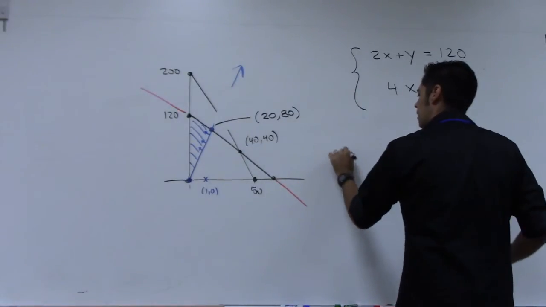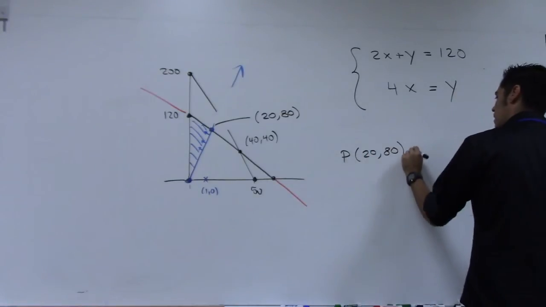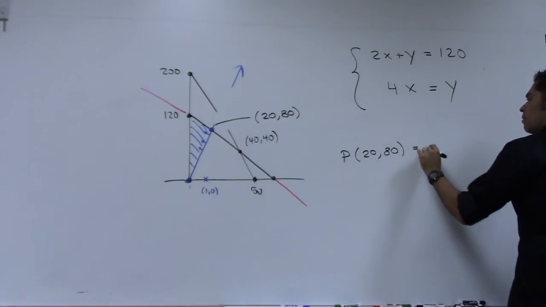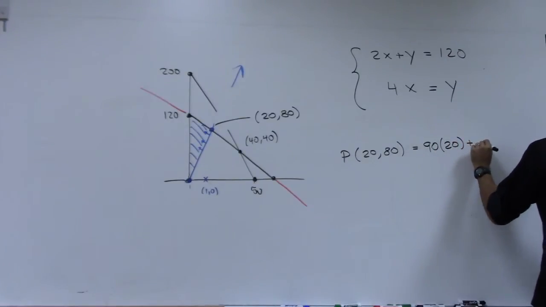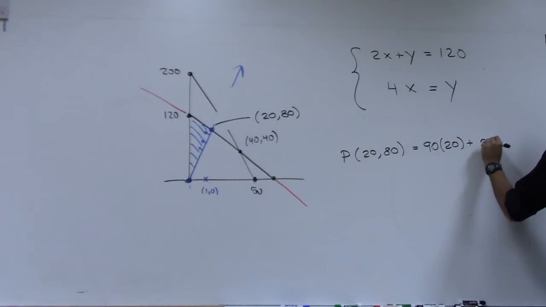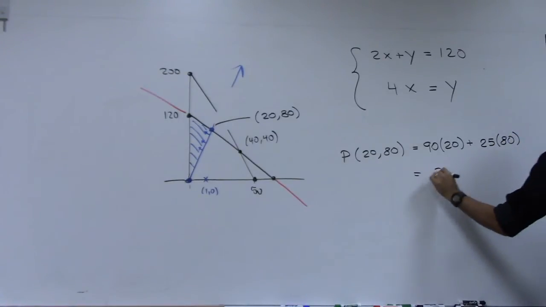The profit at the point 20, 80. I know I'm working kind of fast through this last part, but it should be 90 times x plus 25 times 80. Someone do that for me? 3,800.